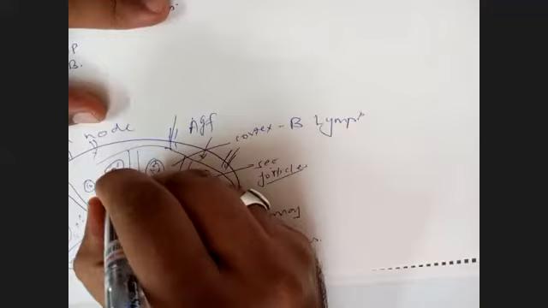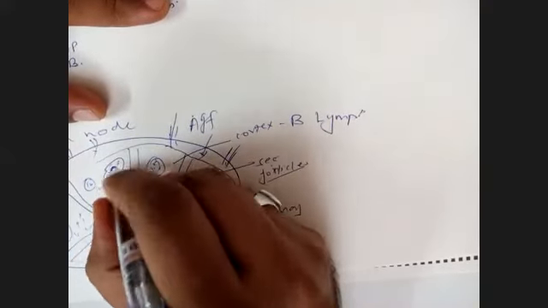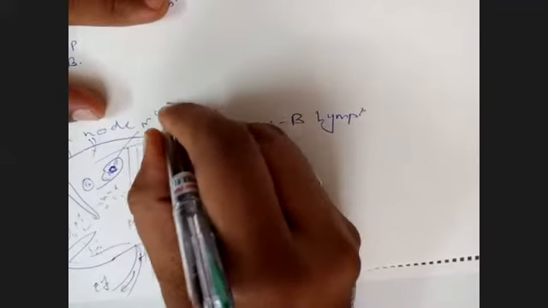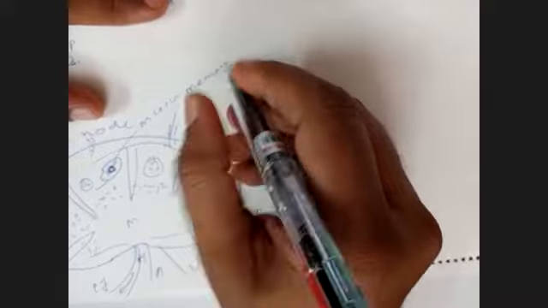Now here, along this margin of the germinal center of a secondary follicle, are cells called M cells or memory cells. They keep the information of the previous infection.